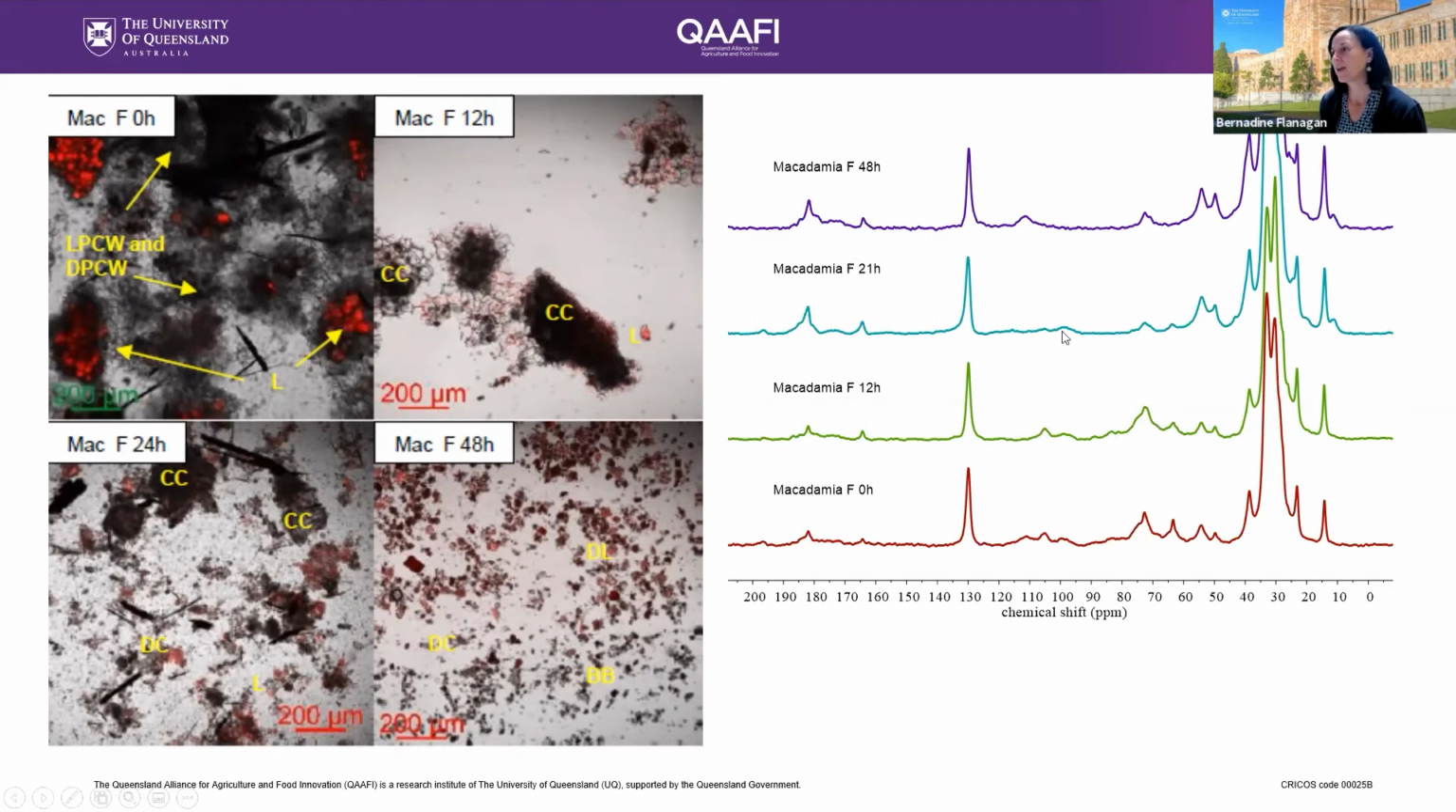But by 21 hours, it's very hard to see any polysaccharide at all, and you can't see any of those cell walls anymore. There's still something there, but not very much. By 48 hours, you can see that even the lipid droplets have changed. They have been emulsified and are much smaller. So there's a lot going on with the nuts.